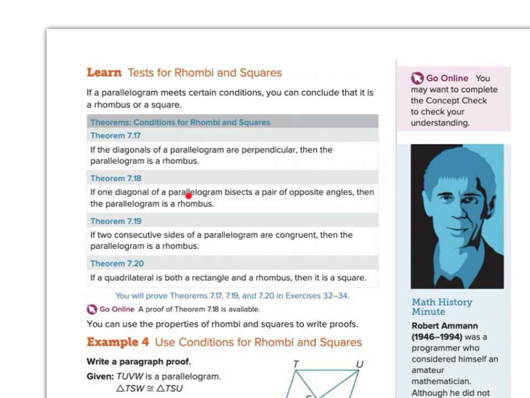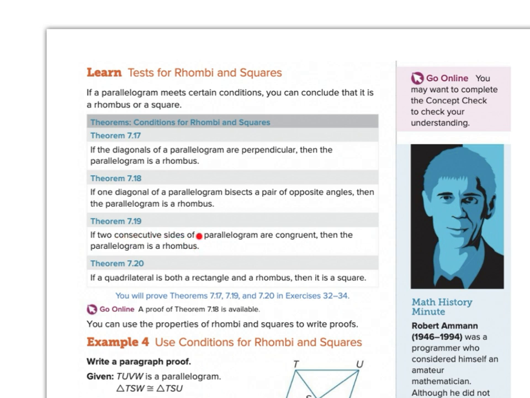If one of the diagonals of a parallelogram bisects a pair of opposite angles, then the parallelogram is a rhombus. Again, my diagonals bisect opposite angles. So if I have a parallelogram and the diagonals bisect, then we know it's a rhombus. And then if two consecutive sides of a parallelogram are congruent, then the parallelogram is a rhombus. Because that would sort of make that square, right?